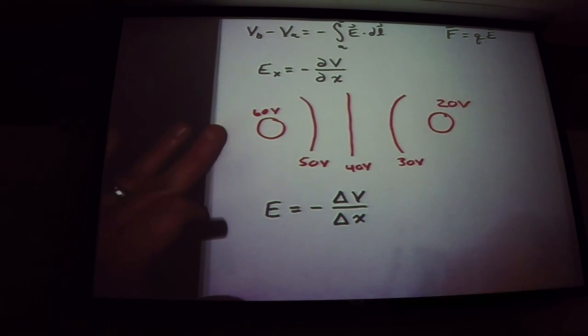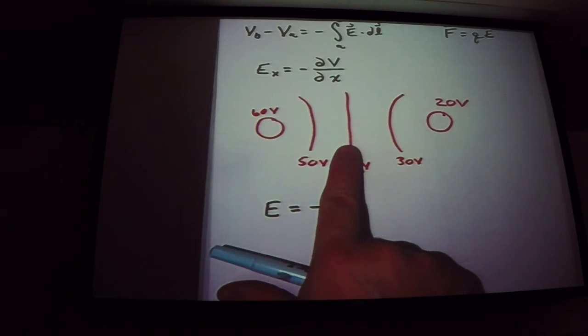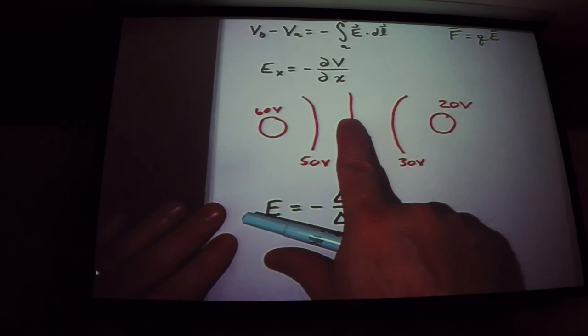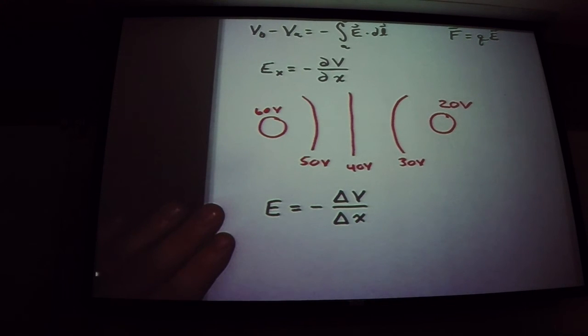I'll go ahead and use delta X. That's the average electric field. Now, what does that tell you? It's between any 2 points. If the delta V is the same between those 2 points, then the closer those lines are together, the greater the electric field.